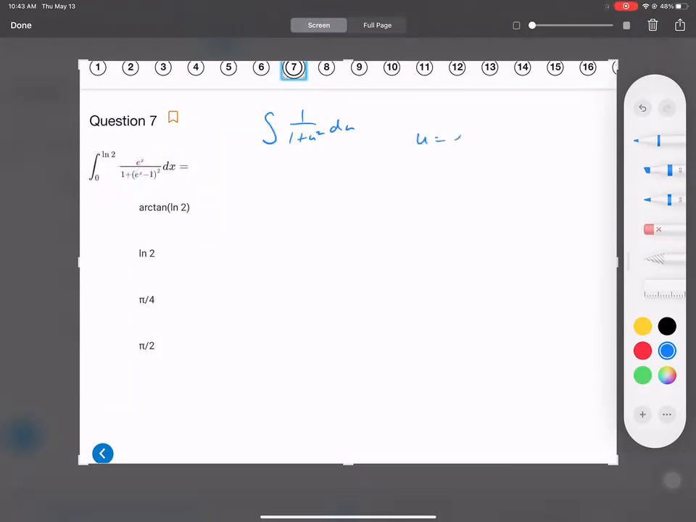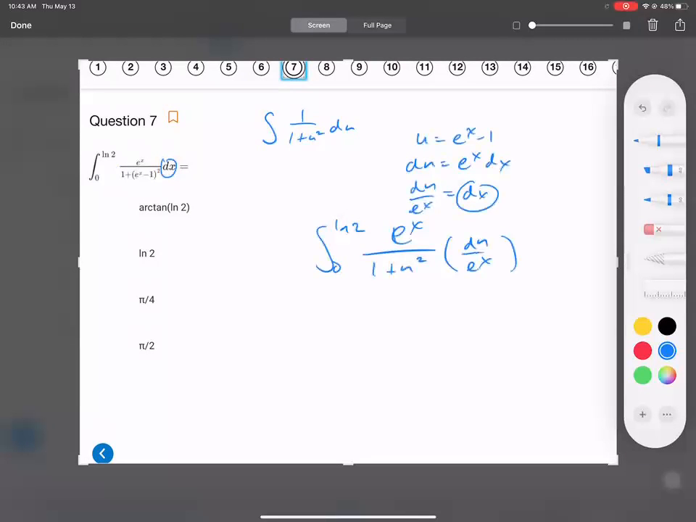But if I say u is equal to e to the x minus 1, du is equal to e to the x dx, right? E to the x dx. And so dx is equal to du over e to the x. We replace dx here. Integral from 0 to ln of 2, e to the x over 1 plus u squared, and then we're replacing dx with du over e to the x. We see that e to the x cancels out. And we're left with the integral from 0 to ln of 2 of 1 over 1 plus u squared du. This is an identity for us. I think that's arctan, right?